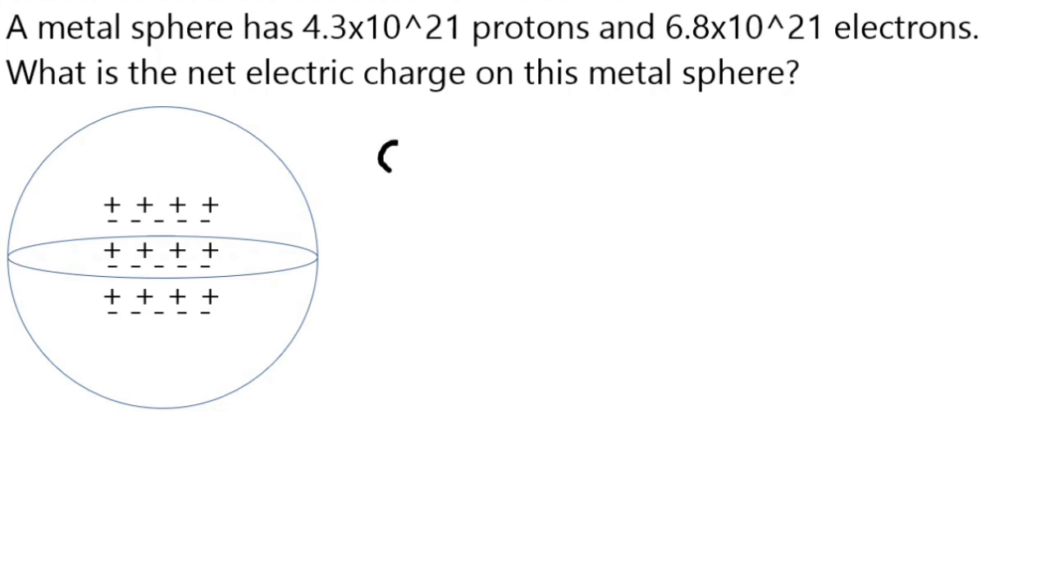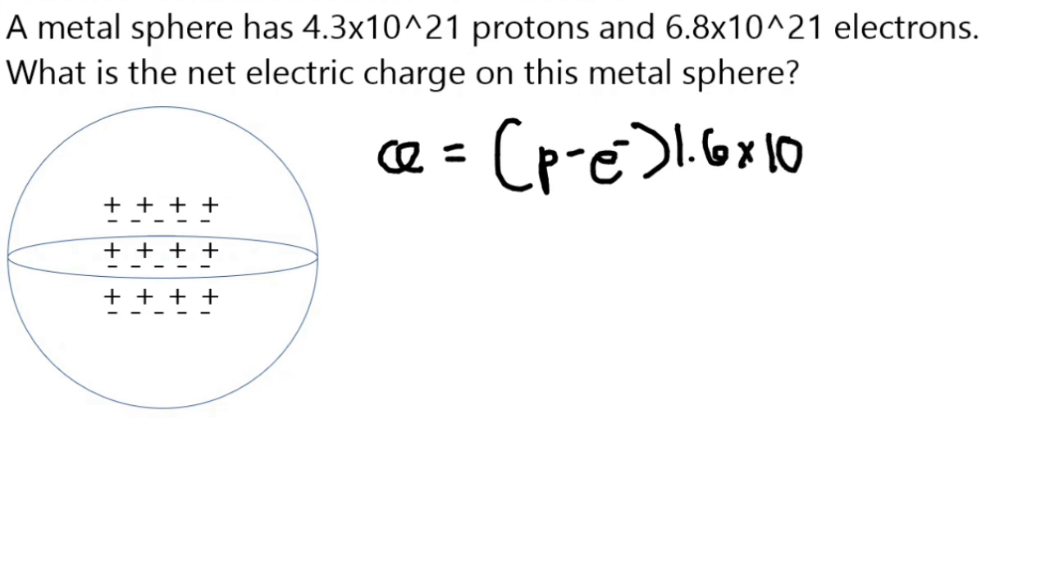Now let's try this problem. A metal sphere has 4.3 times 10 raised to the 21 protons and 6.8 times 10 raised to the 21 electrons. What is the net electric charge on this metal sphere? So we have a metal sphere here, and it contains that many protons and electrons.